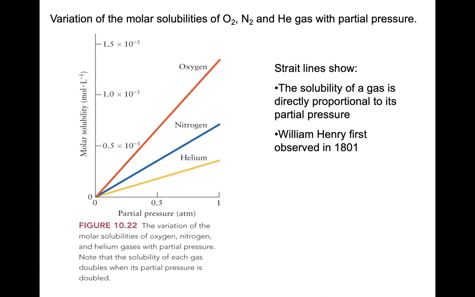So this phenomenon was first observed by William Henry back in 1801. The law that describes this is called Henry's Law, after William Henry. The concentration of our gas is equal to Henry's Law constant, K sub H, times the partial pressure of that gas. So let's see how we can use that and how that varies with temperature.